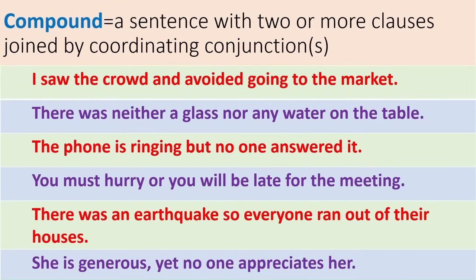There was an earthquake, so everyone ran out of their houses. So is the conjunction. She is generous, yet no one appreciates her. Yet is the conjunction here. All these are coordinating conjunctions, making the sentences compound sentences. If you remember these, you will be able to frame sentences of all varieties for every context. Practice these, then look at the other videos and check what type of sentences are used in each of the videos. Once you are familiar with all the structures, all the types, then you will be able to frame any sentence to suit any situation.